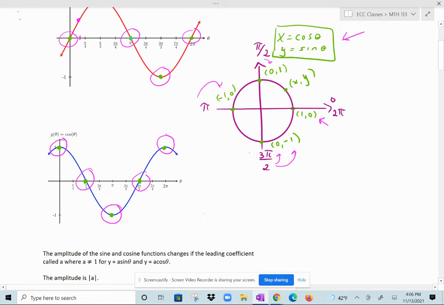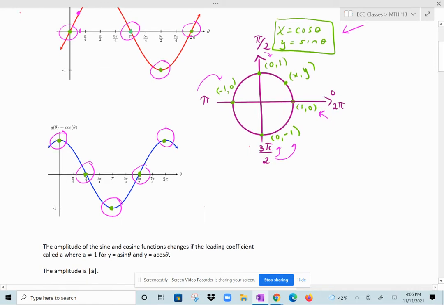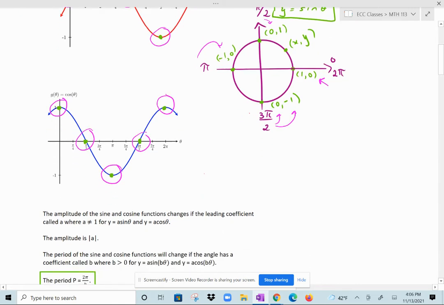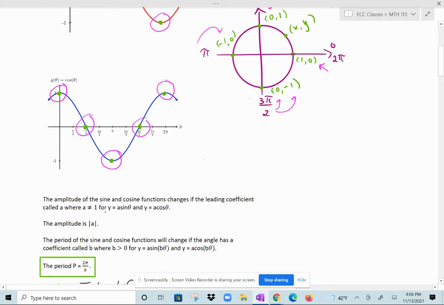So it is helpful to know that unit circle well to help you remember how to draw these graphs. The amplitude of sine and cosine is 1, but that amplitude will change when sine or cosine have a leading coefficient that I'm going to call A.